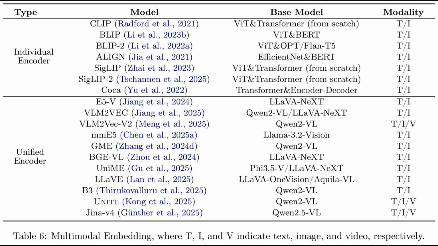Early models, listed as individual encoders, use separate components for text and images, but the more recent models, listed under Unified Encoder, use a single, powerful base model like LLaVA or Qwen-VL to process everything together. This shift toward unified systems really demonstrates how PLMs are enabling a much deeper fusion of different data types.